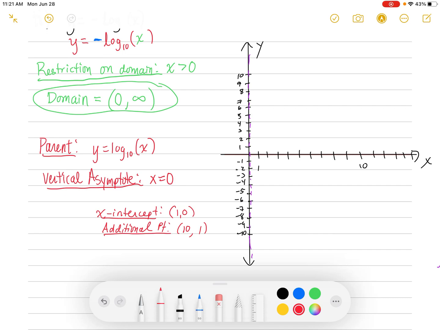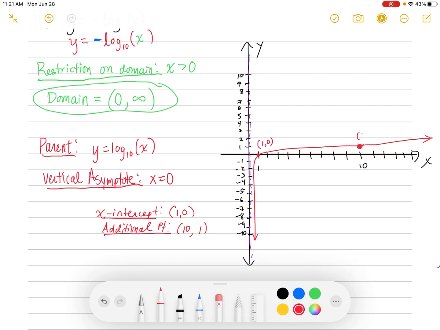So I'm going to put down my vertical asymptote in purple. It's going to be right here where the y-axis is. That's the line x equals 0. And then we're going to put down my x-intercept at (1, 0), and then at (10, 1), and we're going to connect these two points.